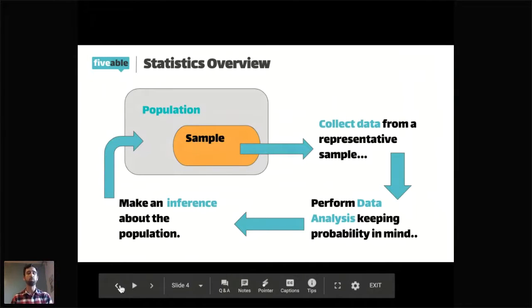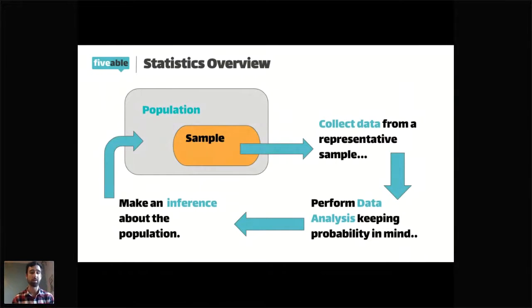So here's kind of an overview of statistics. It was my favorite class in high school. It is my favorite class to teach. And this diagram kind of shows why. So statistics in general, what we want to do is we want to know something about a population. It could be something like the students at your high school. It could be something as large as the voters in the United States.